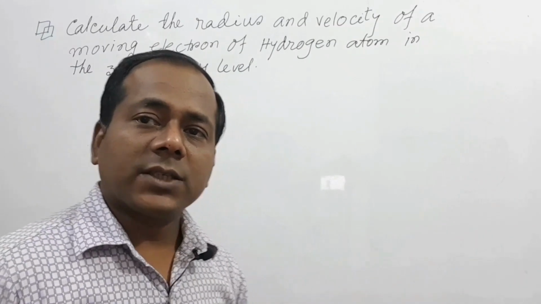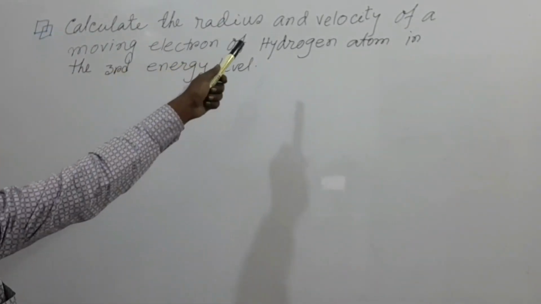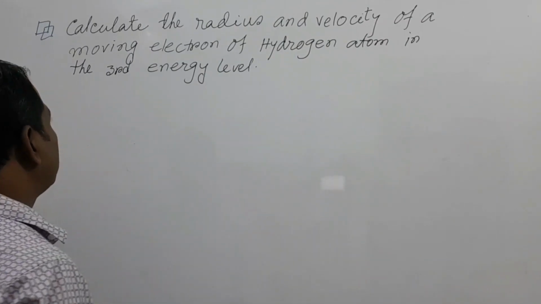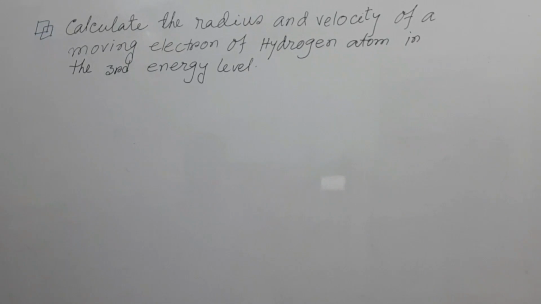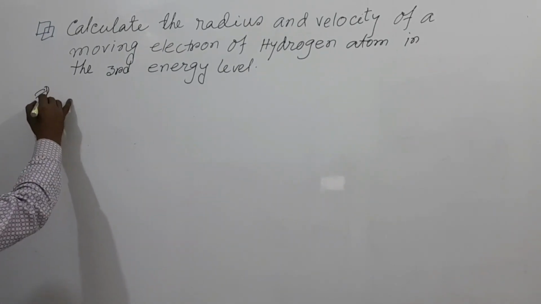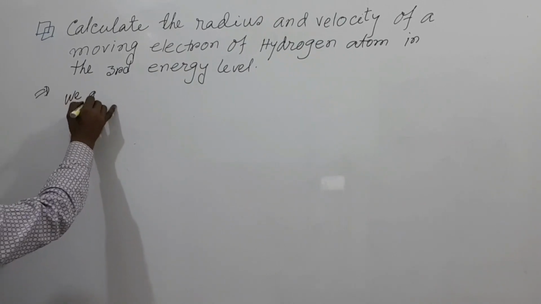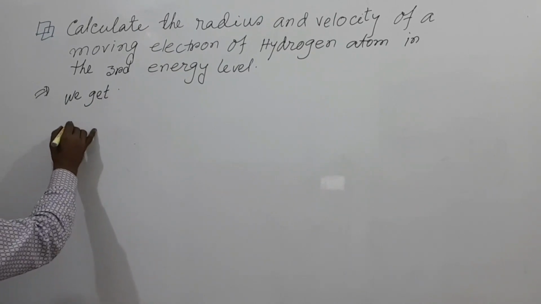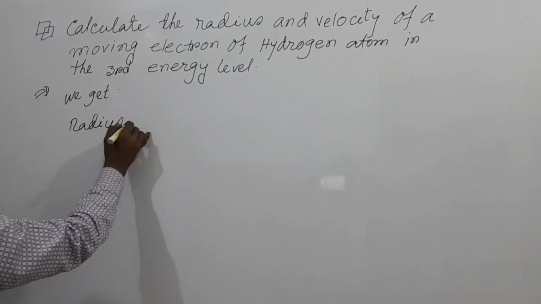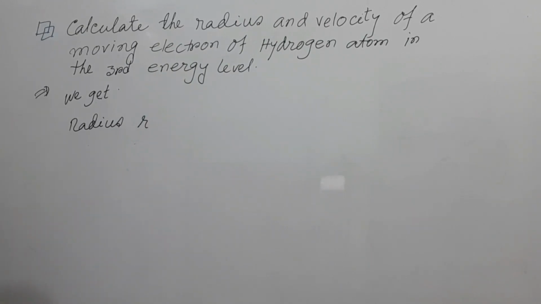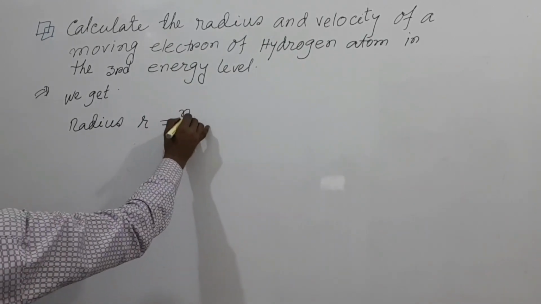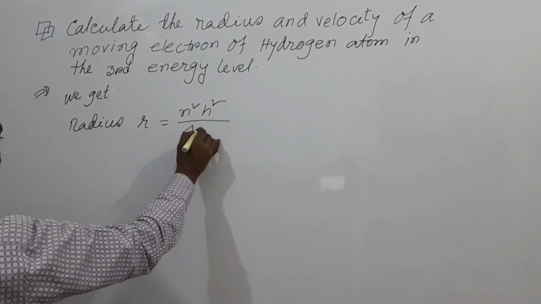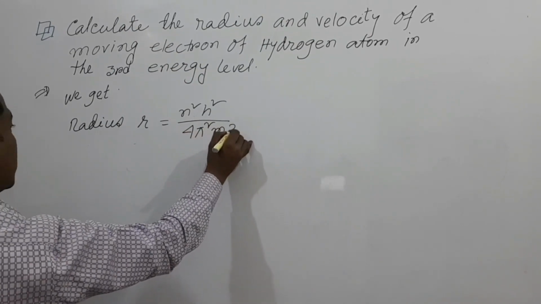My dear students, our next question is: calculate the radius and velocity of a moving electron of hydrogen atom in the third energy level. We get, my dear students, radius r equal to n square h square divided by 4 pi square m z square e square.